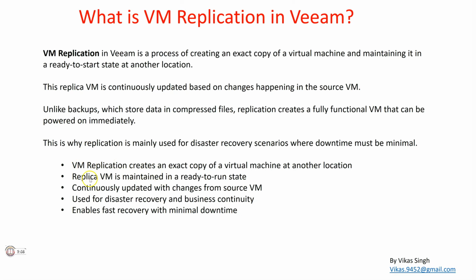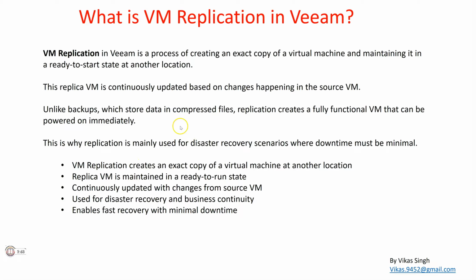You can see here VM replication creates an exact copy of a virtual machine at another location. The replica VM is maintained in a ready-to-use state, continuously updated with the changes from the source VM. For example, if you are replicating your virtual machine every 5 minutes, whatever changes are there in the source machine are going to replicate to your DR site within 5 minutes. It is used for disaster recovery and business continuity. If your primary site has an issue, you can fail over your business or your workload to the DR site. This enables faster recovery with minimal downtime.